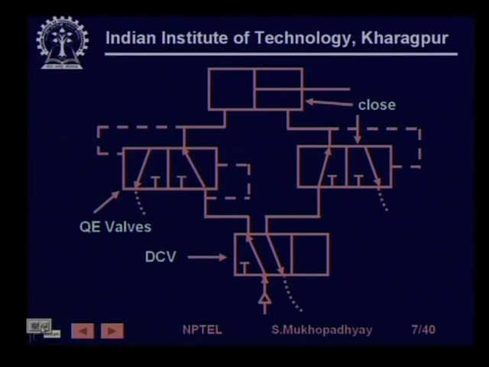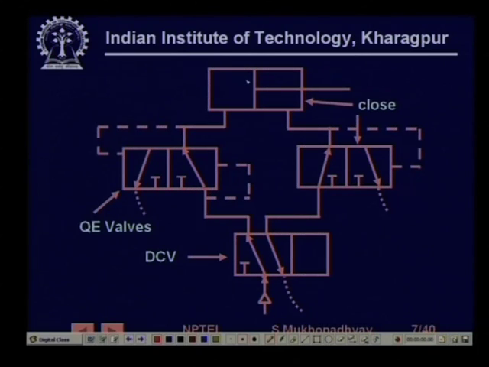So, you can see this is an actuator which is being driven. What happens is that the air flows, this is the DCV. So, the air flows into this, goes through this and drives the actuator. So, the actuator moves, and when it moves it actually expels the air.